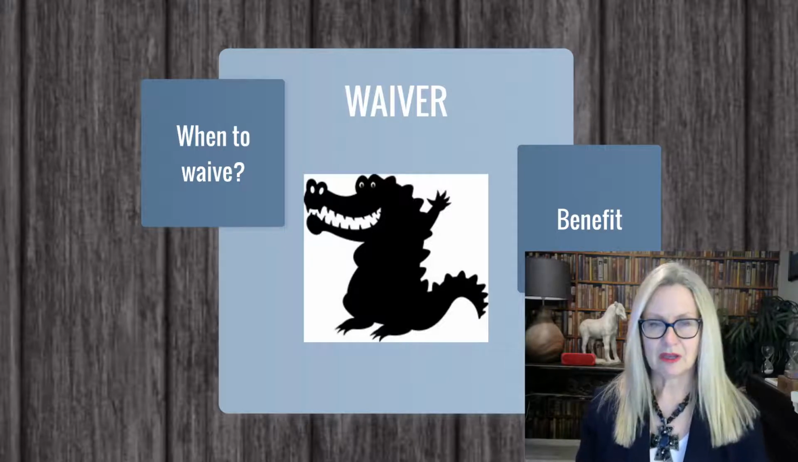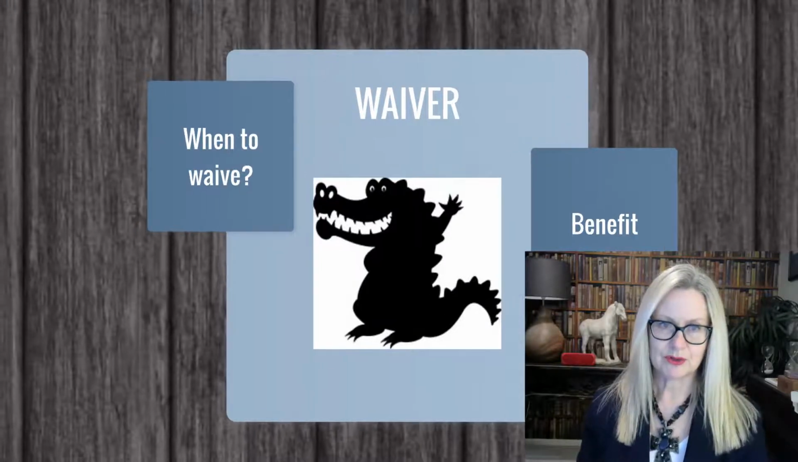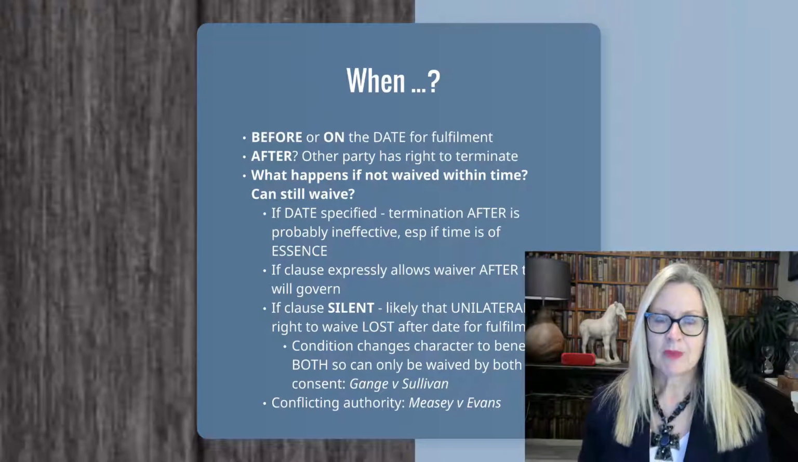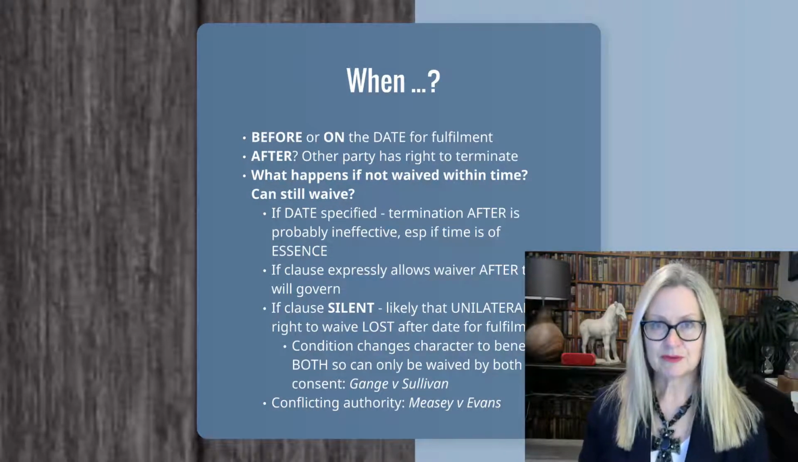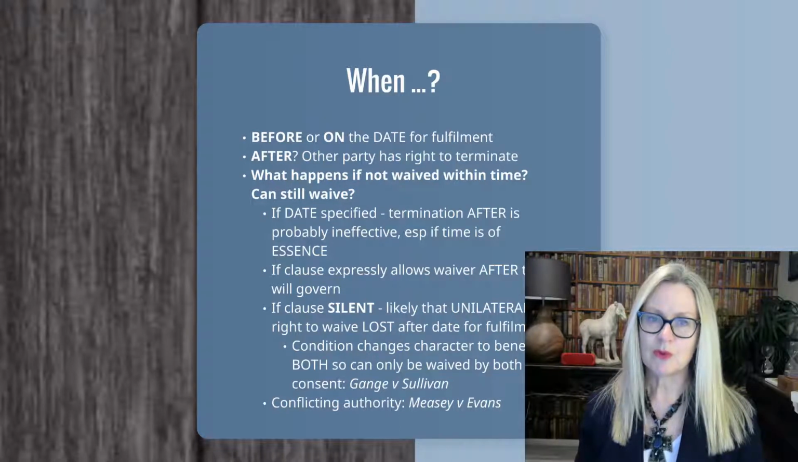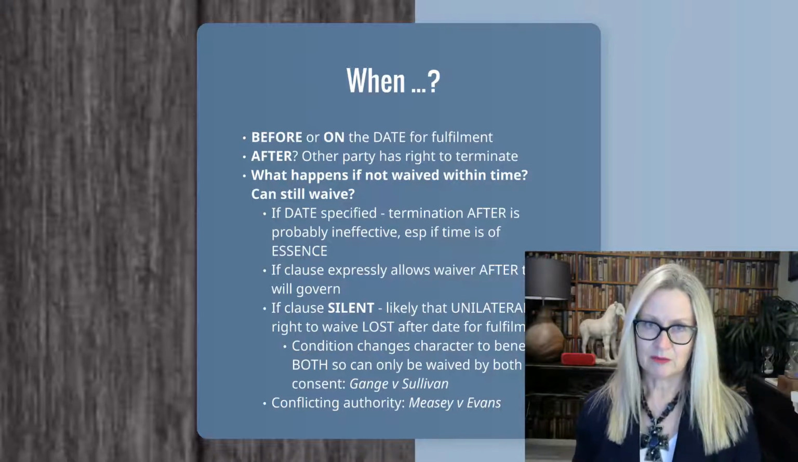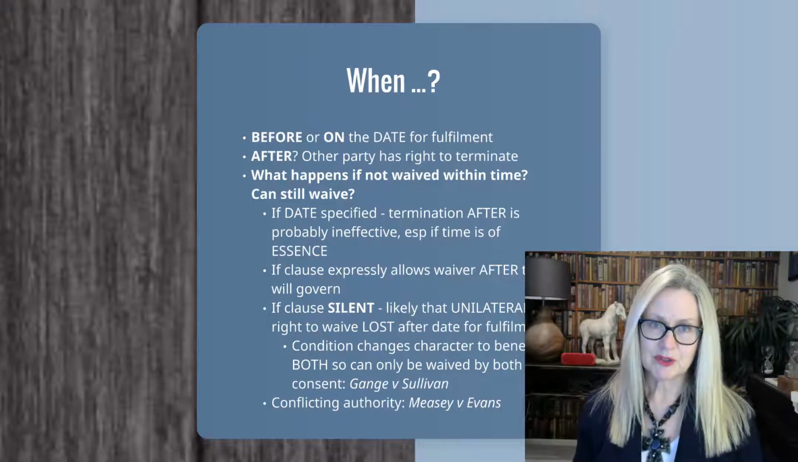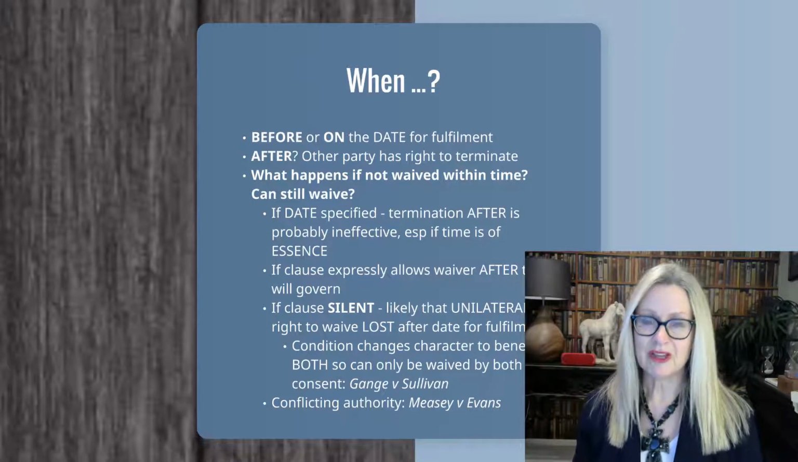Okay, what about timing and when you need to waive to have it effective? Well, if there is a date for fulfillment of the special condition, then clearly the safest route is to waive the benefit of the special condition either before or on the date for fulfillment. As we saw previously, after the date for fulfillment of a special condition, either party, either the party that the special condition was inserted to benefit, or also the other party has the right to terminate in order to get the uncertainty around the contract resolved.